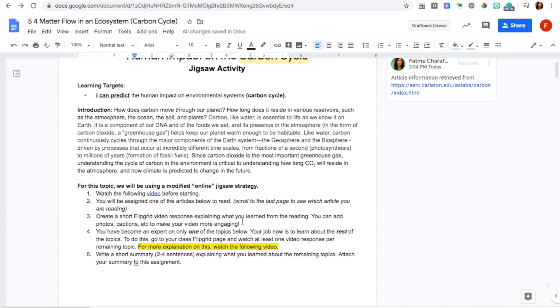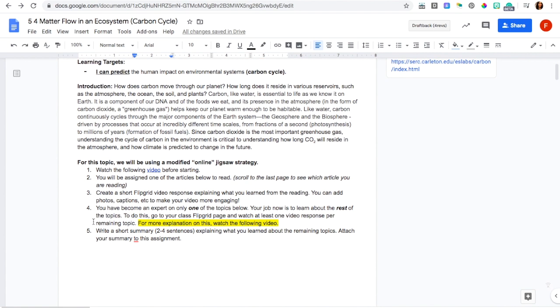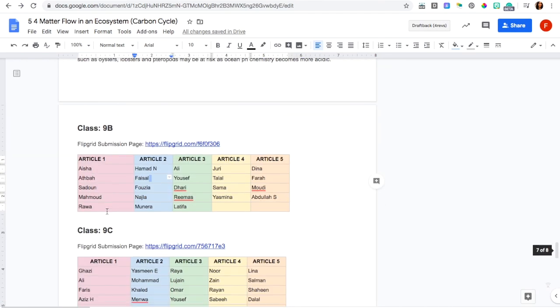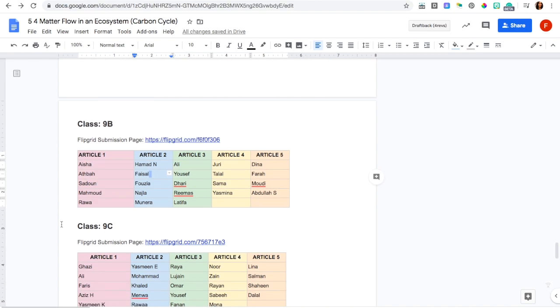Some of the articles have videos that you need to watch, and some of them have pictures. You can actually include those pictures in your video. You can include, if you'd like, parts of the videos or information that you gained from the videos as well into your Flipgrid submissions. Okay, so once you have your Flipgrid submission done, you're going to upload it to the correct page.